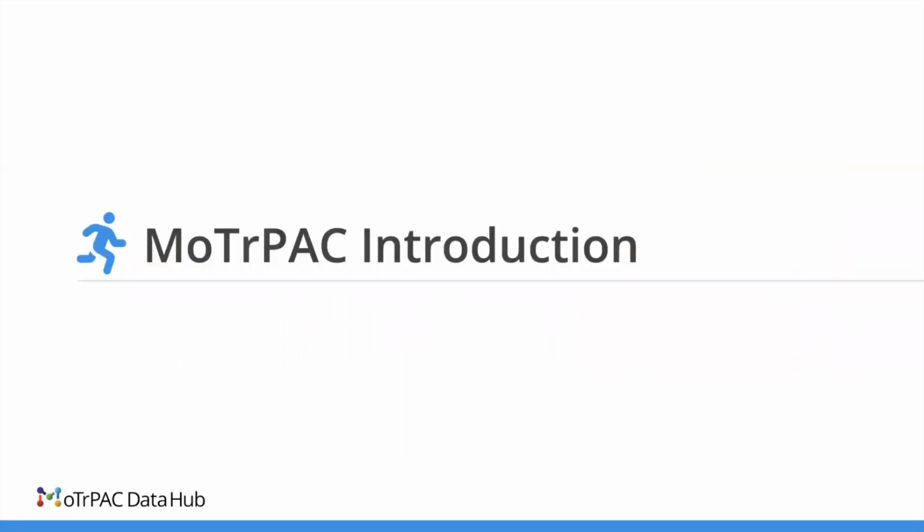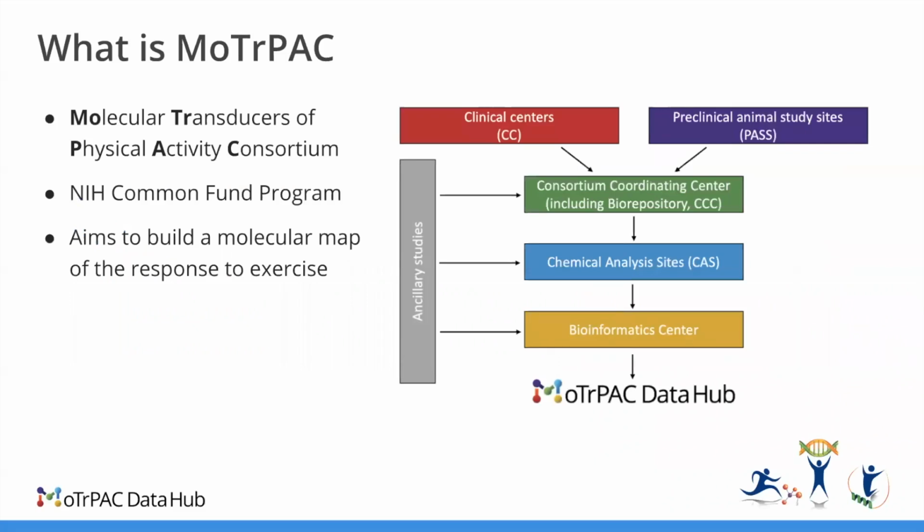So what is MoTrPAC? As I mentioned, it's short for the Molecular Transducers of Physical Activity Consortium. It's a large NIH Common Fund program that spans the mainland US. There are 19 awards in total, distributed across many institutions. So there are 7 main clinical centers, 3 main preclinical animal study sites, 7 main chemical analysis sites, a consortium coordinating center that is spread across 3 different sites, and a bioinformatics center. And MoTrPAC is an ongoing study.